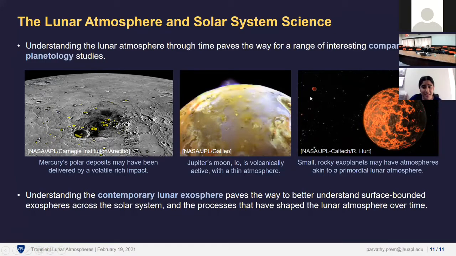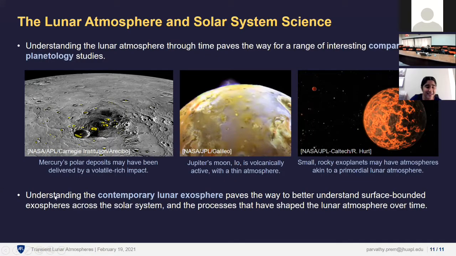And the primordial moon might also be an exoplanet analog. So the Spitzer Space Telescope, among others, has recently begun to discover these small rocky exoplanets that are very intensely heated. Some of these are about the same size as the moon. And so if we can understand the primordial lunar atmosphere, that might teach us something about rocky exoplanet atmospheres, very far away beyond the solar system indeed.